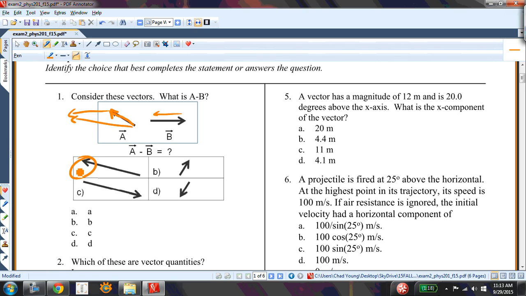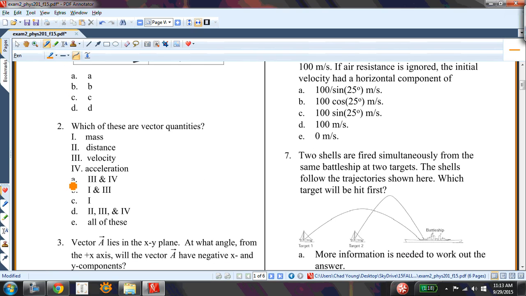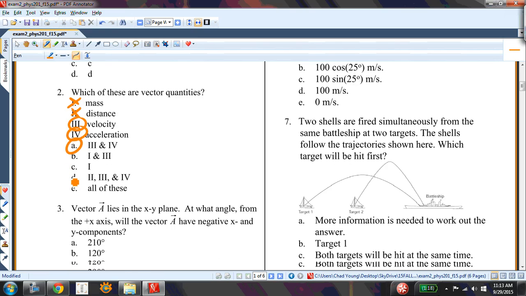So that's option A. Which of these are vector quantities? Let's see, not mass, not distance, velocity, and acceleration. So A is the right answer.